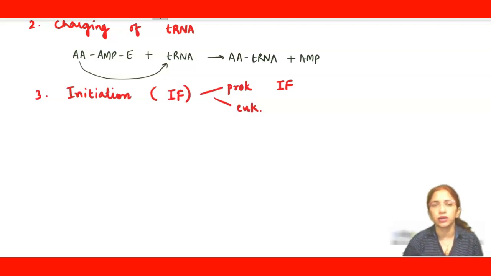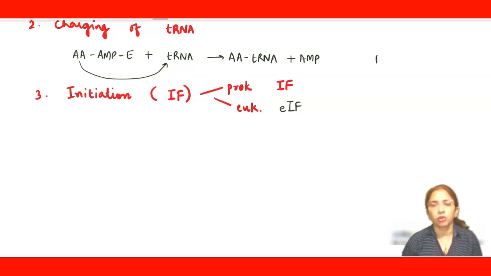Just to remove the error, what we do for eukaryotes is we use a small e before IF, which means the initiation factor of the eukaryote. After IF we will be writing some number according to the process that is going to happen. Okay, so let's start with the initiation process.